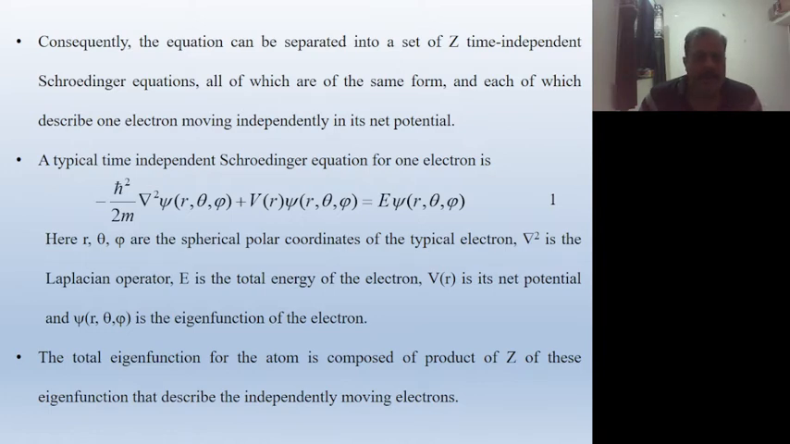Here r, theta and phi are the spherical polar coordinates of the typical electron. Del square is the Laplacian operator, E is the total energy of the electron, V of r is its net potential, and psi of r, theta, phi is the eigenfunction of the electron. The total eigenfunction for the atom is composed of the product of Z of these eigenfunctions that describe the independently moving electrons.